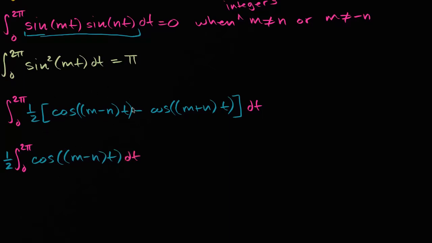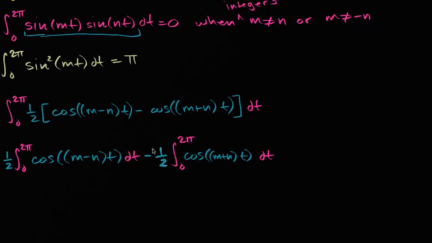minus, and once again, I'm just distributing this 1/2 and taking it out of the integrals. So minus 1/2 times the definite integral from 0 to 2 pi, and I'm going to have a dt out here, of cosine of (m plus n)t dt. So once again, we get from that to that just using our integration properties. You can distribute the 1/2 and say, okay, the integral of the difference is the same thing as the difference of the integrals.